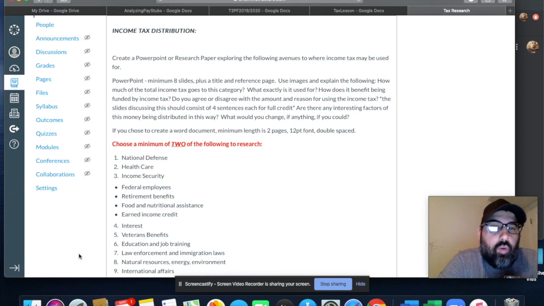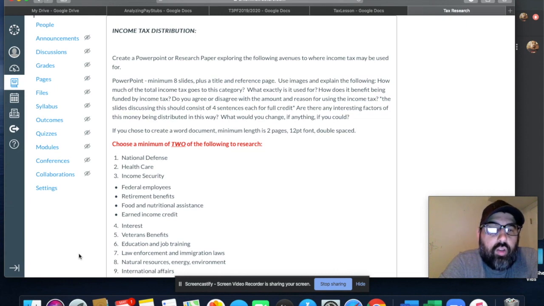How much of the total income tax goes towards this category, and what exactly is it used for? How does it benefit by being funded by income tax? Do you agree or disagree with the amount and reason for using income tax? The slides discussing this should consist of 4 sentences each for full credit.